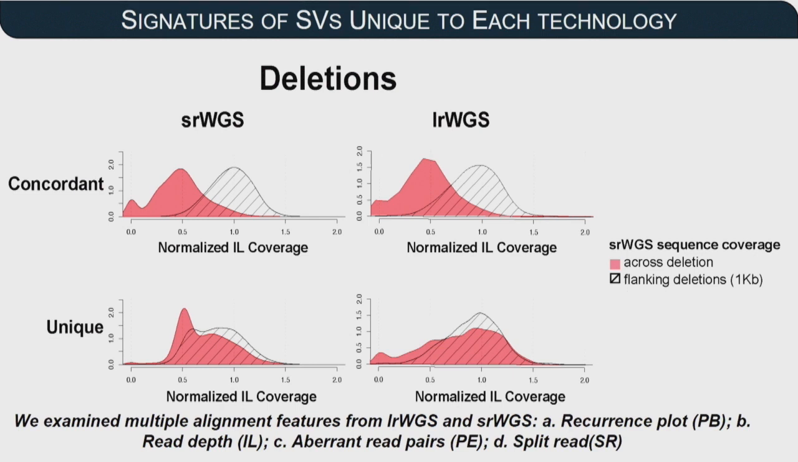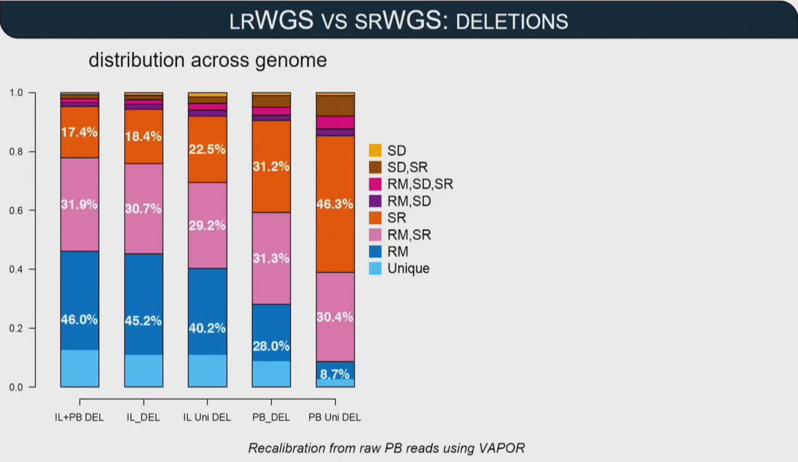And then we went back to the raw data with a program that Yufeng developed while she was in Ryan Mills's lab called Vapor to actually go to the raw PacBio data and look for signatures of breakpoints and then do a recalibration of the variants after that. Okay, so this I think is the take-home message from all of this work, which is, again, if you remember that our genome, this was 90%, we're now down to about half.